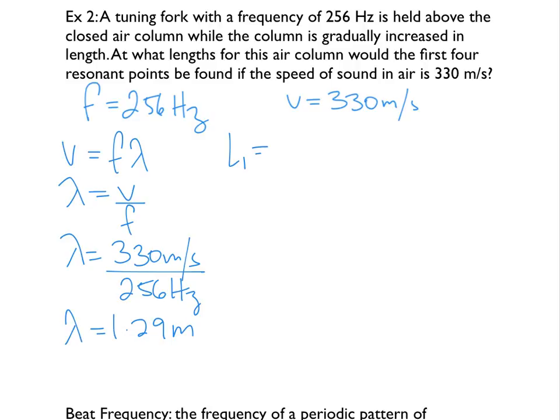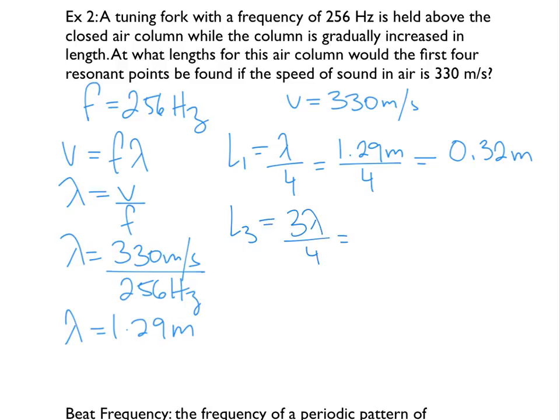So we have our wavelength, and now we know this is a closed air column, so we're going to be using the second scenario that we did. The first harmonic for that would be lambda over 4, which is just 1.29 meters over 4, and that gives us 0.32 meters. Remember, because this is a closed air column, it's going to skip one. So we're finding our third harmonic next, and that's going to be 3 lambda over 4, which gives us just 3 times 1.29 meters over 4, which is 0.97 meters.